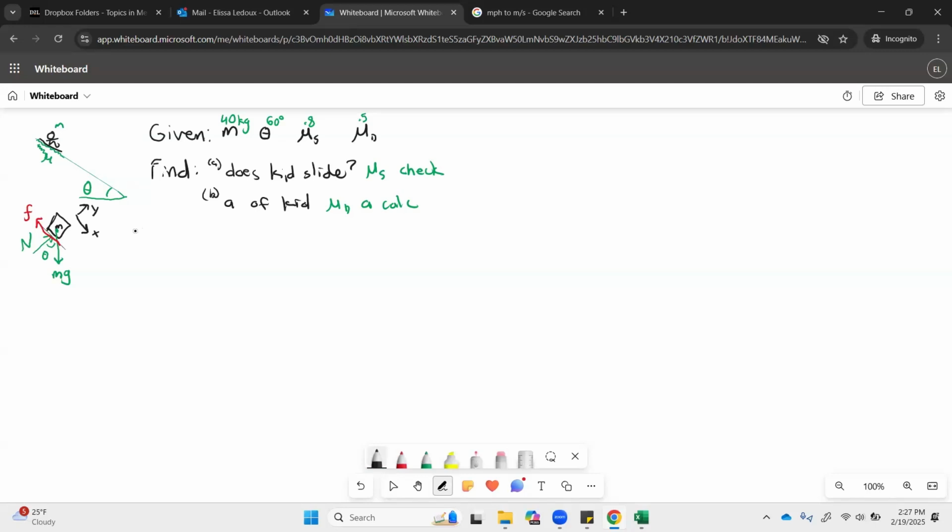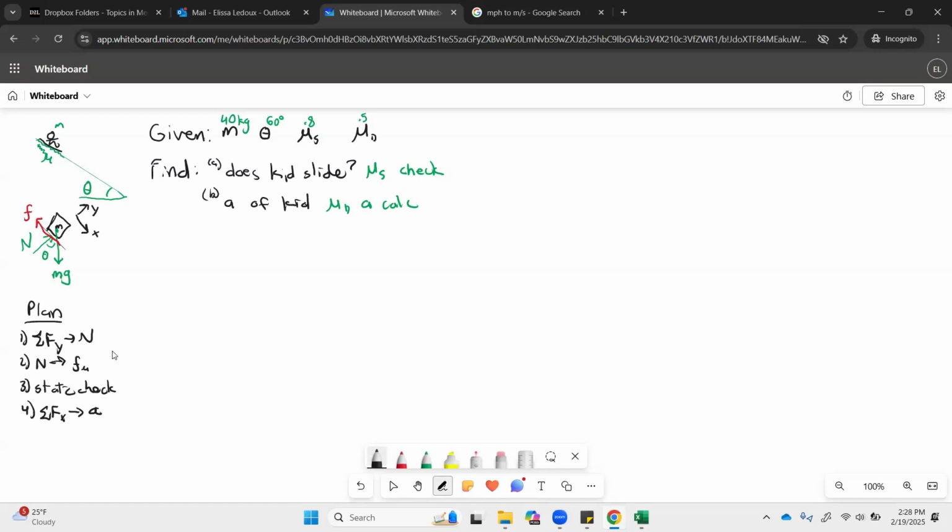So now as far as writing equations, our plan. One, sum forces in the y direction to get the normal force. Two, from the normal force, we get the friction, and we'll get static and dynamic. Three, do the static check. And finally four, sum forces in the x direction to get acceleration.